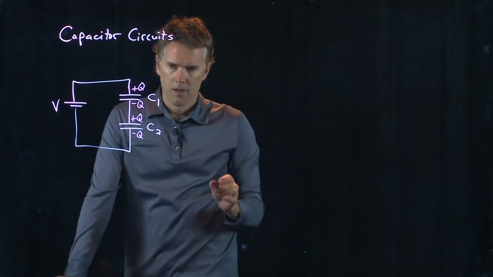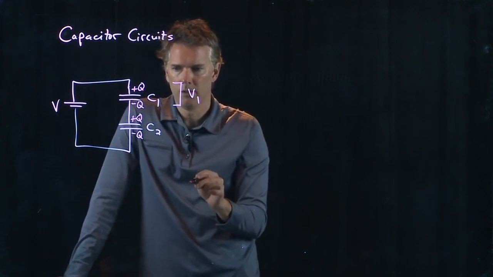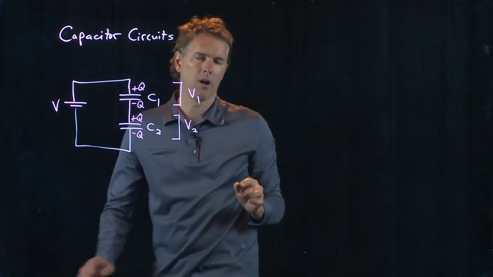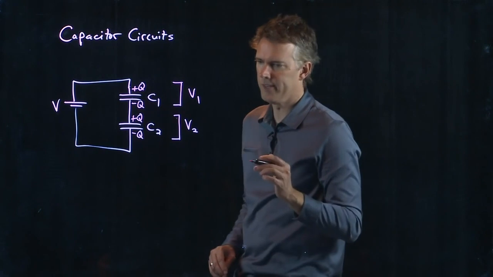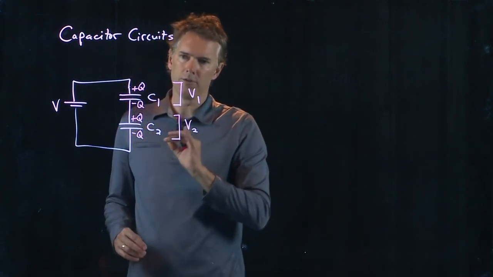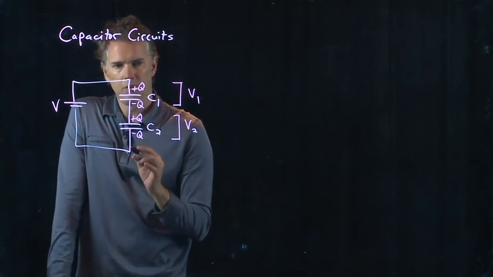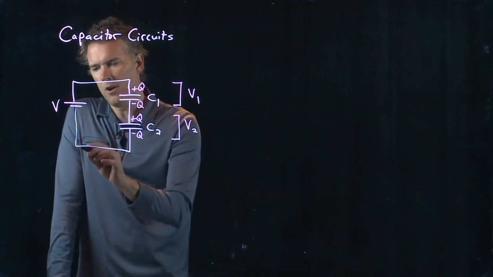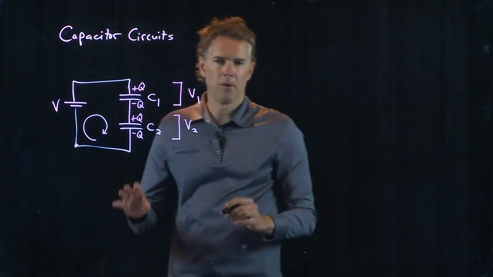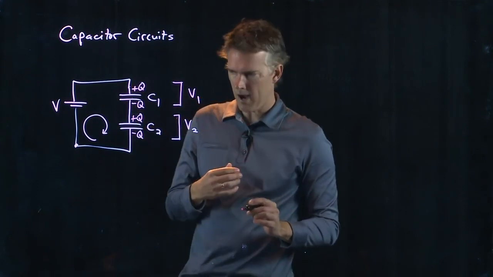There is a voltage drop across capacitor 1, which is V1. There is a voltage drop across capacitor 2, which is V2. But they all have the same amount of charge on them. So, Kirchhoff's laws told us the following. If we start at some point in a circuit and go around the circuit, the sum of the voltage increases has to be equal to the sum of the voltage drops.